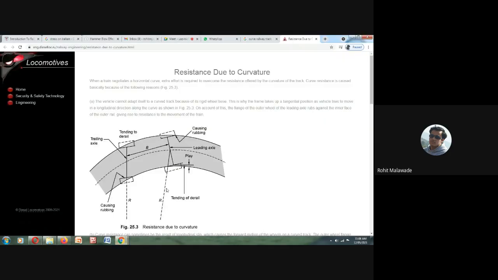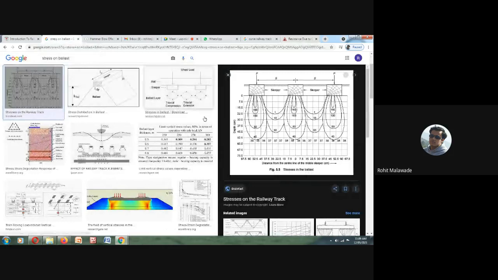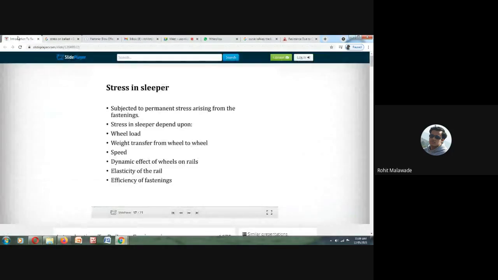In the next class, we will be discussing the geometric design of the track. Again, a curve is going to come, and super elevation is going to come in the next class, and it is very important as far as your examinations are concerned. Okay, the things are understood?